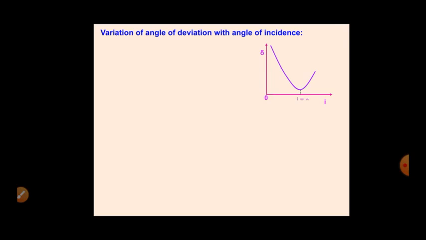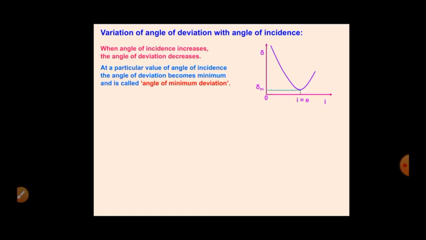We get this minimum angle of deviation when the angle of incidence is equal to the angle of emergence, that is, I is equal to E. For this we get that situation, and it is represented as delta M. So here you can see the definition of the minimum angle of deviation also.